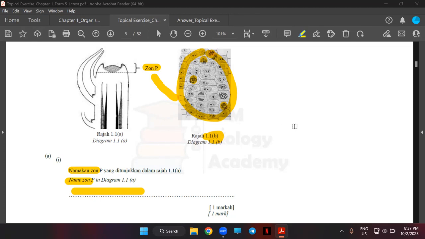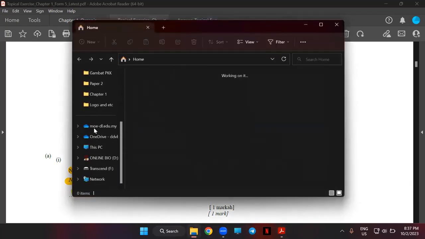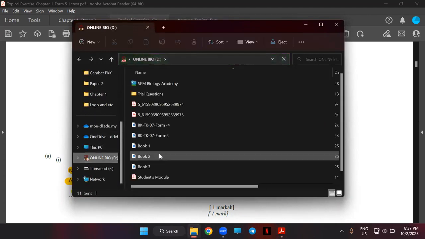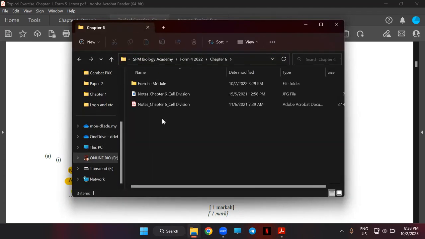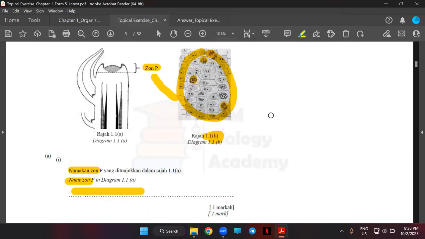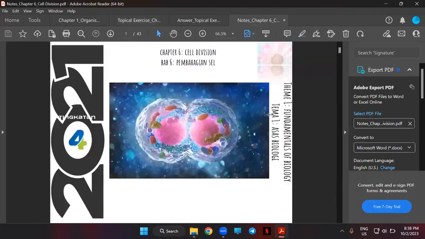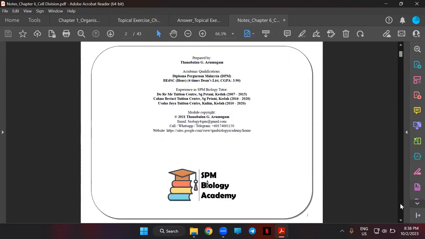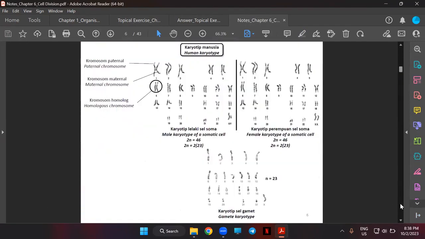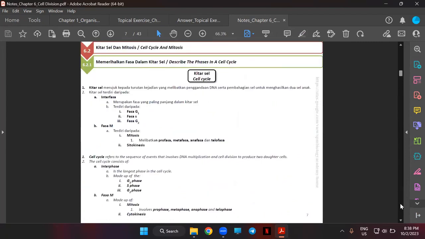Mitosis memerlukan tenaga. Yes or no? Mitosis, okay, you want me to show you that? Okay, let me show you that. Let me open chapter 6 form 4. Saya nak tunjukkan dekat you bahawa mitosis memerlukan tenaga. Okay, saya nak buktikan yang itu. Let's go to cell cycle, kitar sel.